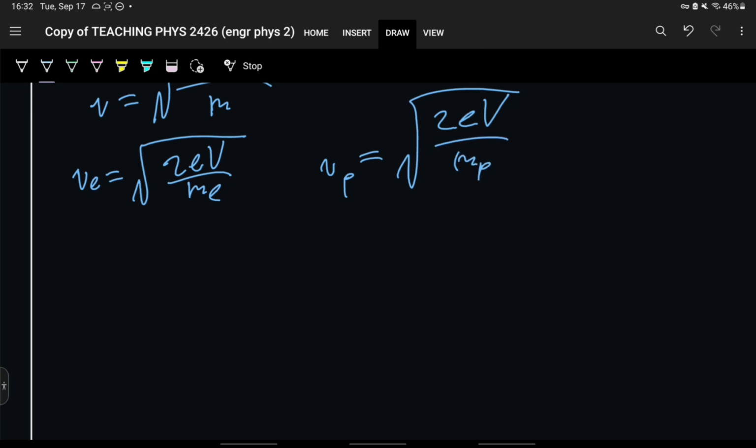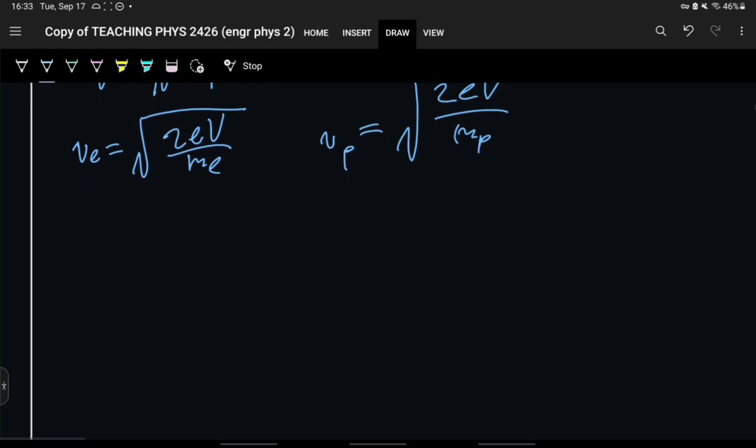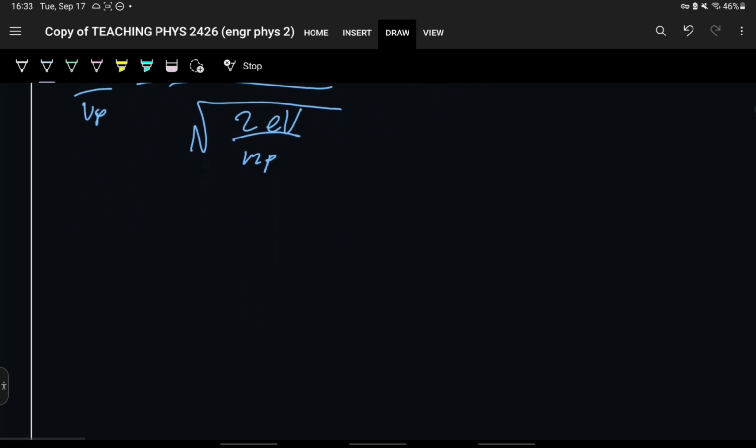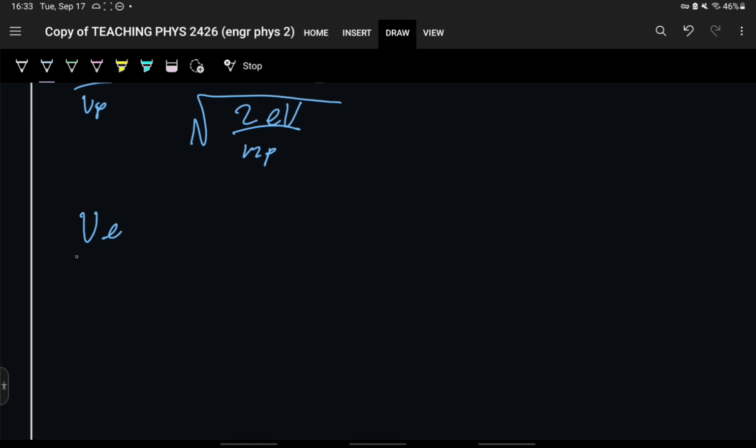And now we have to calculate the ratio of v sub e over v sub p. So we get lowercase v sub e, all divided by lowercase v sub p, equals the square root of 2 times e times capital V all over m sub e, divided by the square root of 2 times e times capital V all over m sub p. If we simplify this expression, we get v sub e divided by v sub p equals the square root of m sub p divided by m sub e.